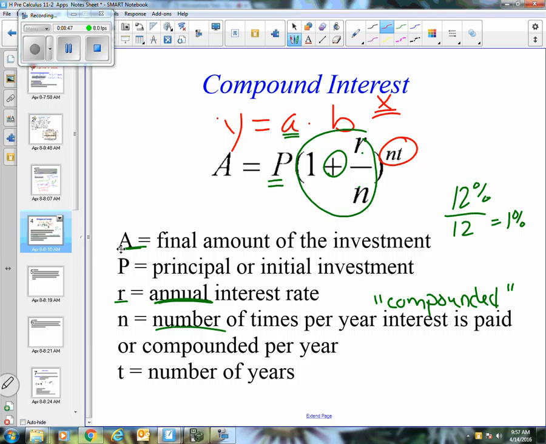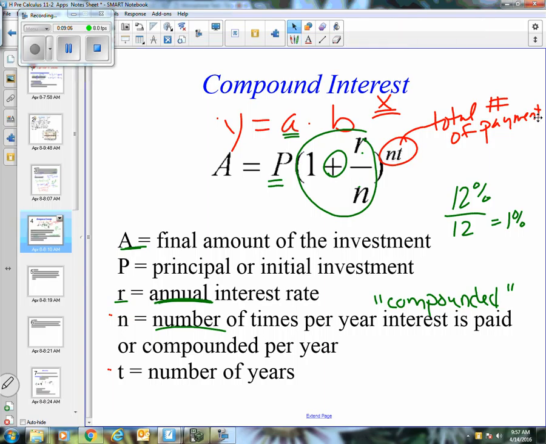Is n times t. What would that represent? N is the number of times per year you get interest, and t is the number of years that you're looking at total. So n times t would represent the total number of payments of interest that you will get. So the total number of times that your interest is accrued or compounded over the course of the time you have the money in the bank. So it's going to give us that total number of times.